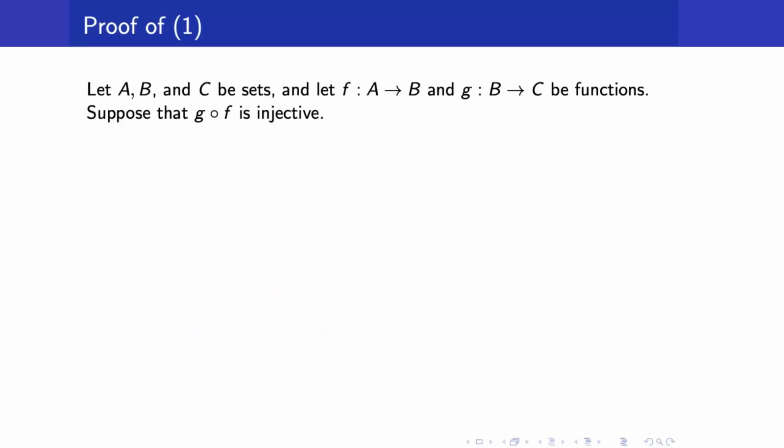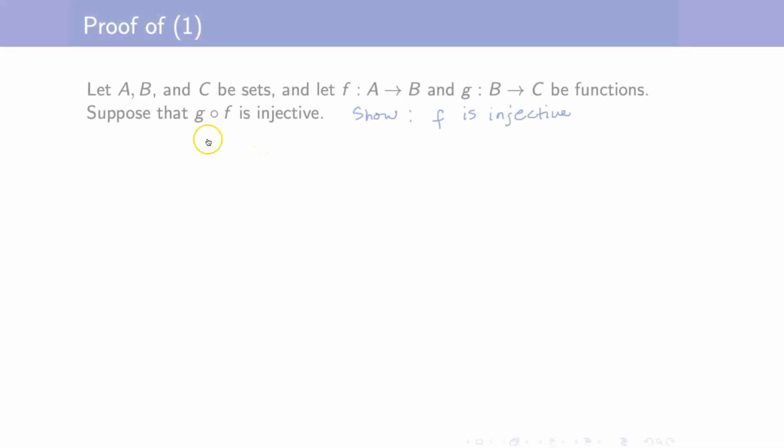Let us prove the first statement. That is, if g circle f is injective, we will show that the first function applied is injective. So I already have the hypothesis here. I already copied that. So we want to show here that f is injective. Let me first write the definition of injectivity so that you know how the proof will look.